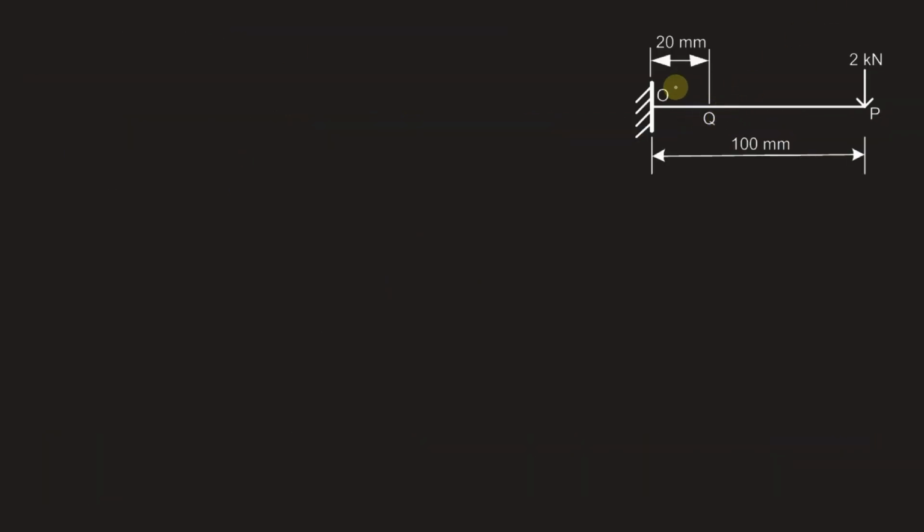Now we need to find the slope at point Q, and for that we will use the slope deflection method because that is the easiest and the shortest one to use here. Let's start by writing the given information.